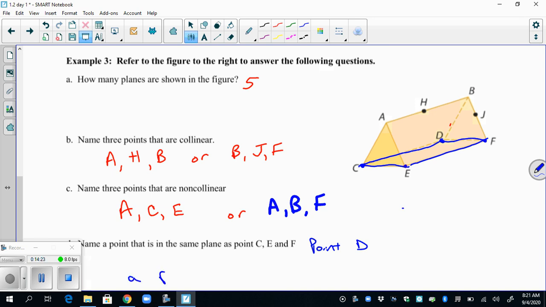A point that is non-coplanar with C, E, and F. There are many different options. You could say B, because it's up here at the top. That would be one answer. H, A, J. Any of those other points would be non-coplanar with C, E, and F.